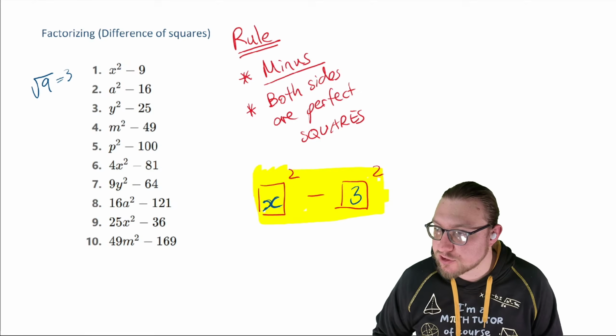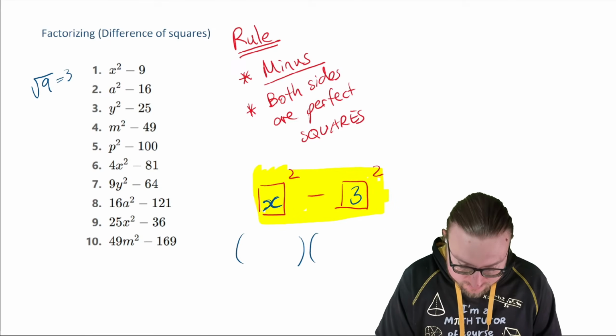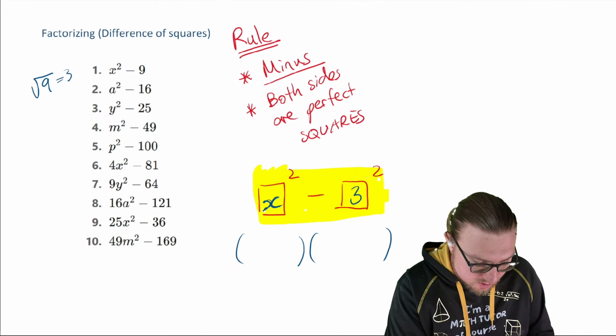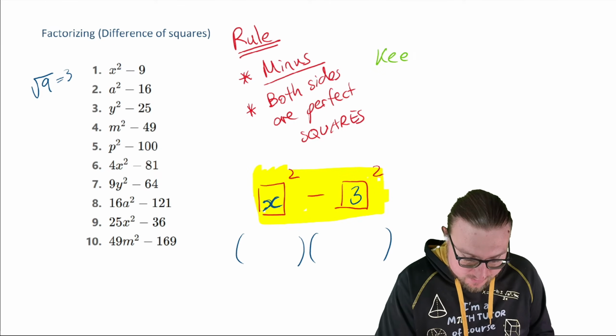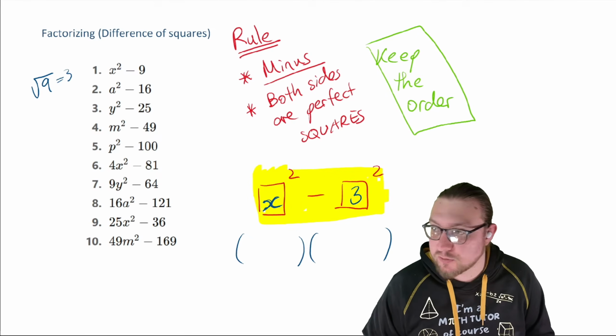Once we have those two, all we need to do is write our brackets again, and we use exactly the ones that we have found. Just make sure that you keep the order. If you don't keep the order, it will not work.